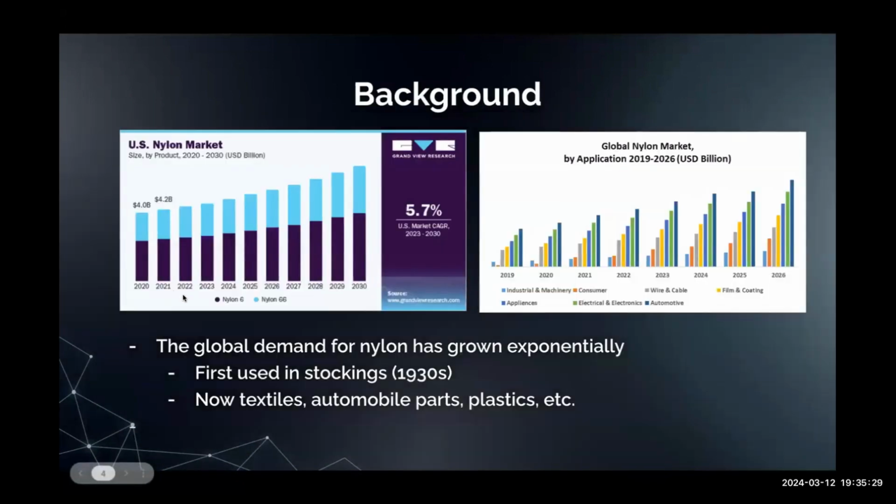So here we have two graphs showing the US nylon market predicted from 2020 to 2030 and the predicted global nylon market from 2019 to 2026 on the right. The global demand for nylon has been growing exponentially for the last few decades, as they were first used in stockings in 1930 and are now used in textiles, automobile parts, plastic, and many other things.